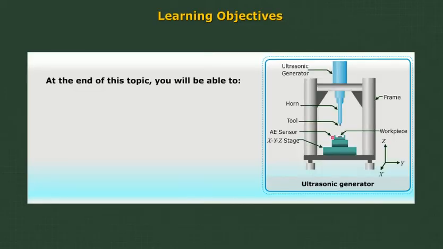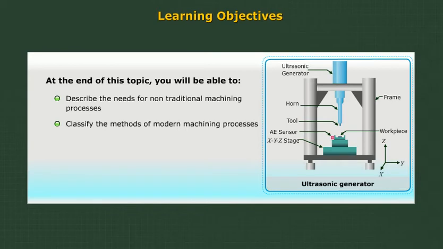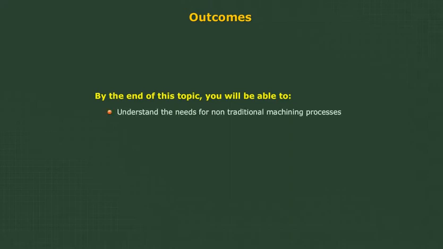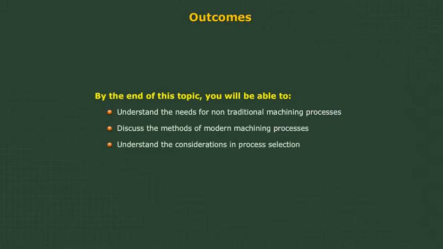Learning objectives. At the end of this topic, you will be able to describe the needs for non-traditional machining processes, classify the methods of modern machining processes, explain the considerations in process selection, list the applications of unconventional machining processes. Outcomes. By the end of this topic, you will be able to understand the needs for non-traditional machining processes, discuss the methods of modern machining processes, understand the considerations in process selection, discuss the applications of unconventional machining processes.